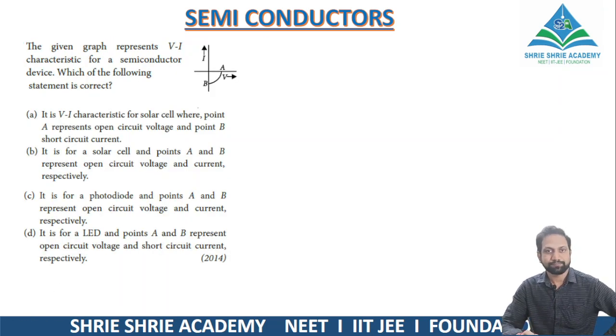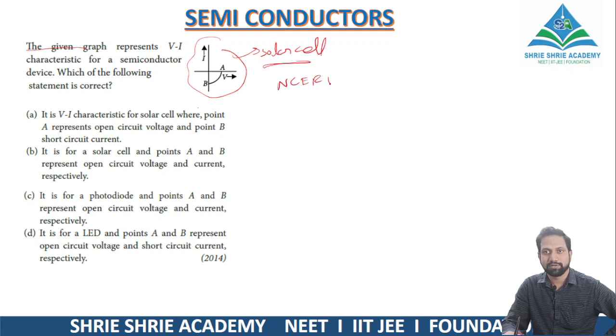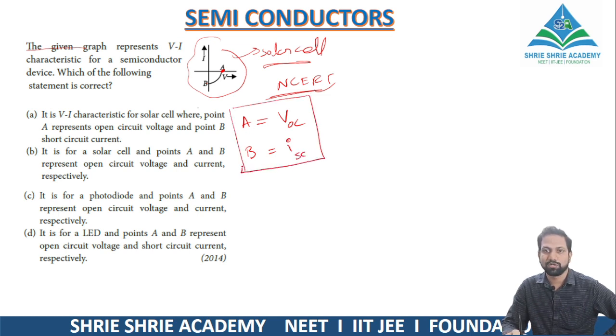Next, the given graph is an application of photodiode, that is the solar cell, which is clearly given in the NCERT textbook. If you read the NCERT textbook, it will be easy to answer this. This A is called the open circuit voltage, A is VOC. B is ISC, the short circuit current. These two are clearly given in the book also.